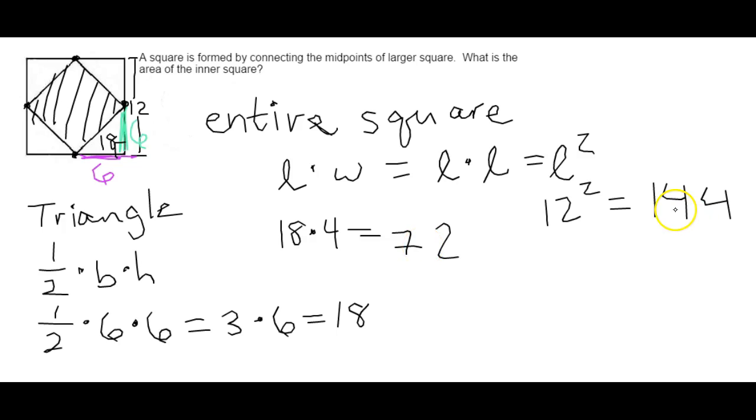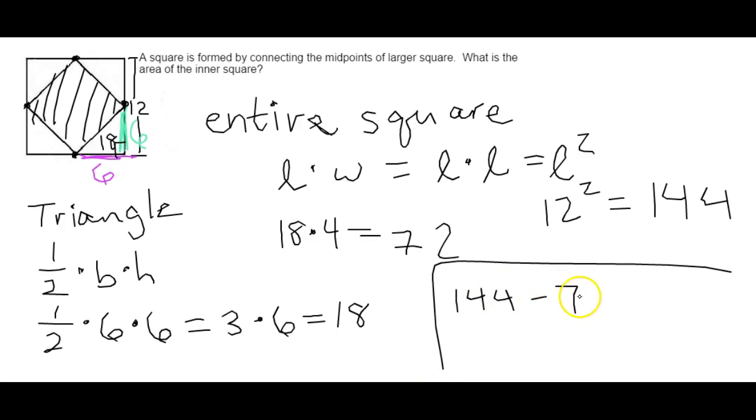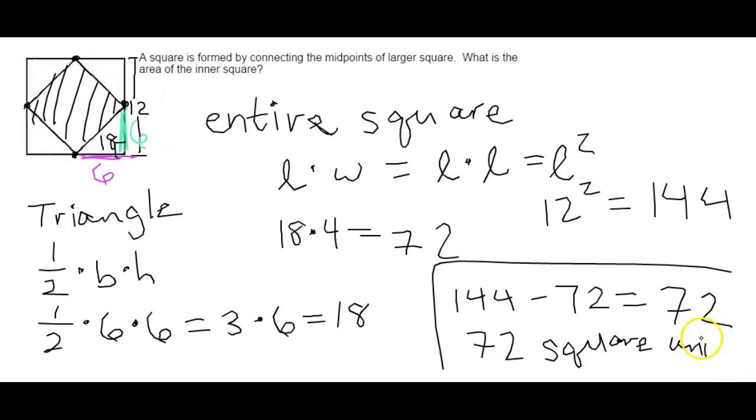Now we do the entire area minus all the area of the triangles. 144 minus 72 is also 72. They didn't specify a unit. They didn't tell us if it was inches or feet. So sometimes we can just write our answer as 72 square units, or units squared. If they don't actually say centimeters or meters, sometimes they just use the word units. So 72 square units would be the final answer.